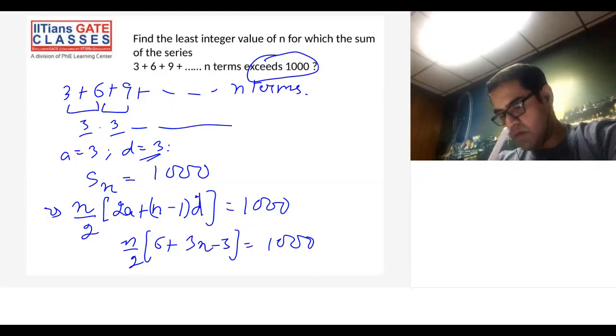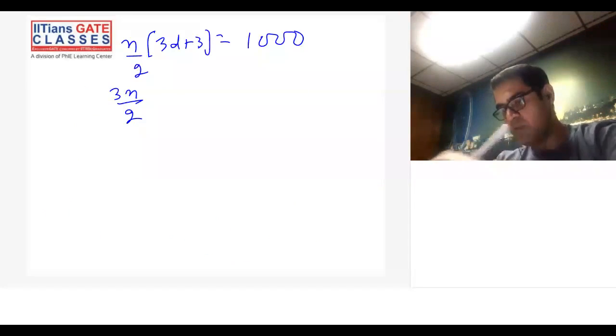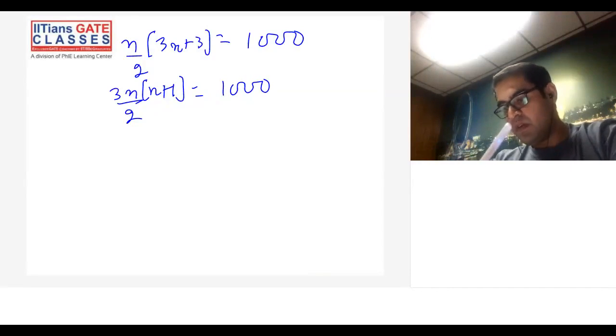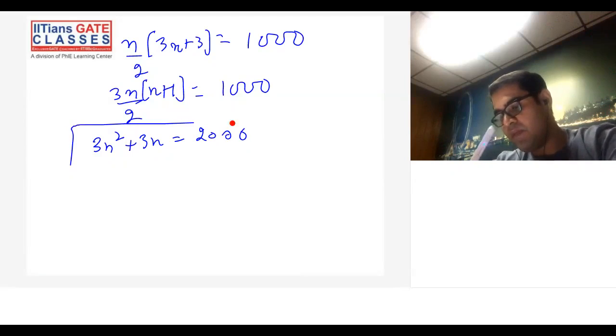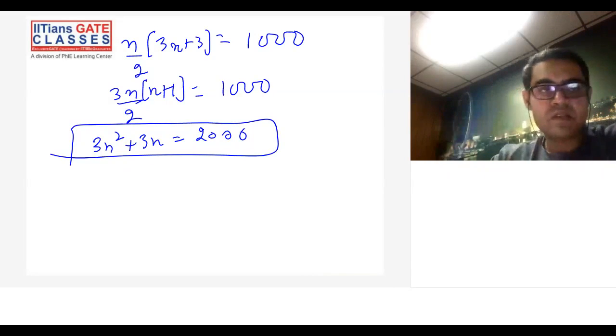So I just multiplied it with d, na? So this will be n. N and 3 you can take common, you get n into n plus 1 equals 1000. So this gives me 3n square plus 3n is equal to 2000. Alright, now you have to try and find the value of n.